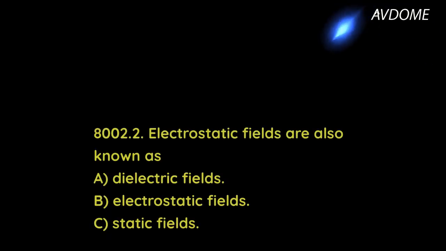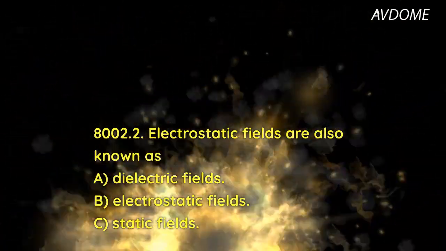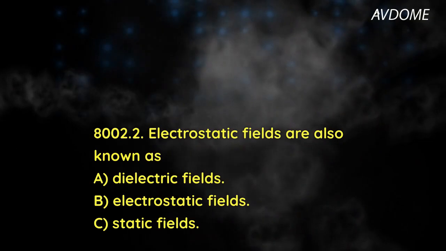8002-2. Electrostatic fields are also known as A, dielectric fields, B, electrostatic fields, C, static fields.